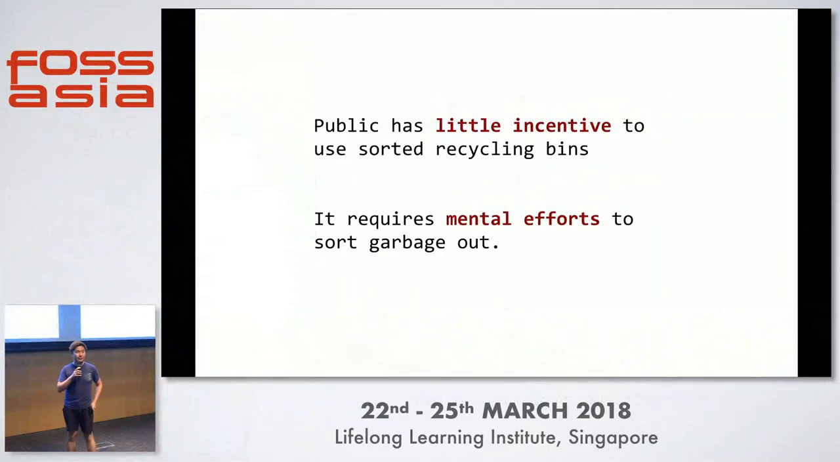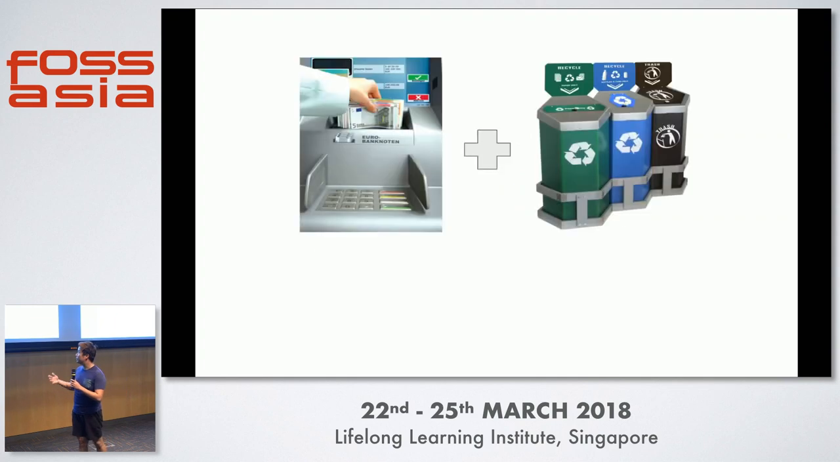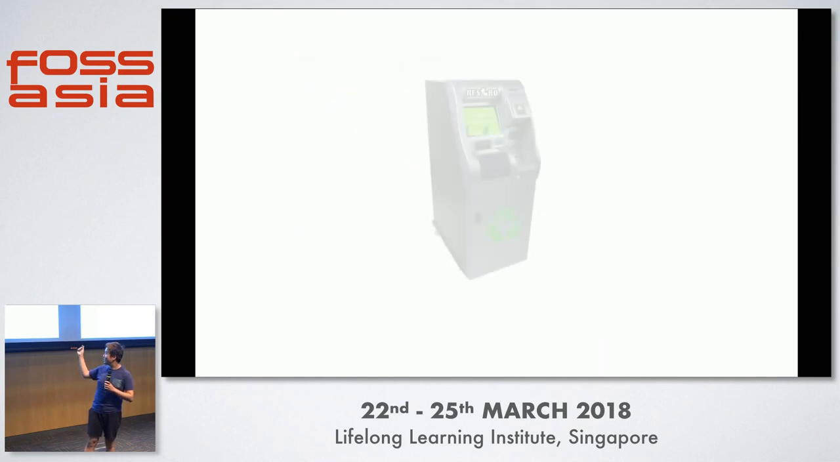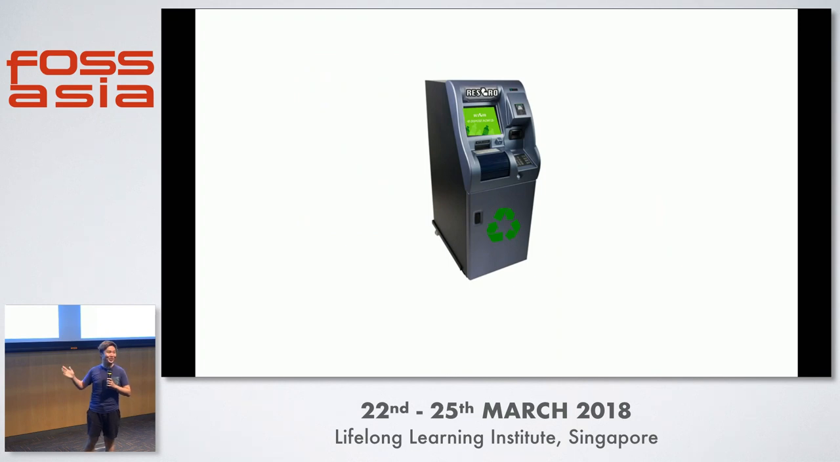The reason behind this issue is that the public has little incentive to use the sorted recycle bin, and it actually requires a mental effort to sort your garbage. So the solution we are going to present combines a deposit machine with a trash bin. By combining them, we get our Resto recycling machine. Now we start the demo.